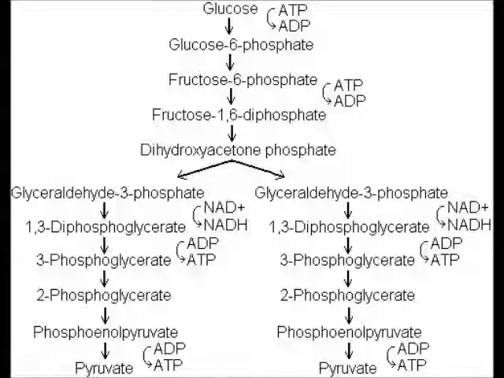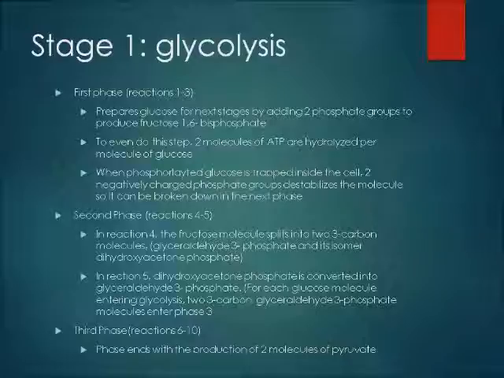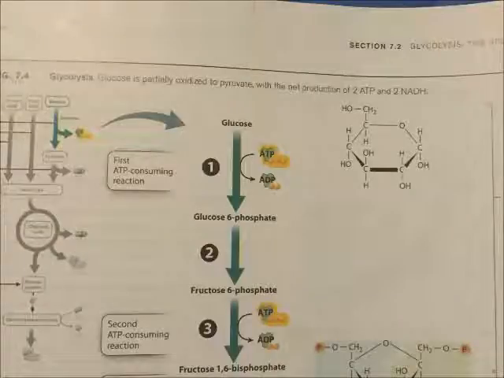In the first phase, reactions 1 to 3, it prepares glucose for next stages by adding 2 phosphate groups to produce fructose 1,6-bisphosphate. To even do this step, 2 molecules of ATP are hydrolyzed per molecule of glucose. When phosphorylated glucose is trapped inside the cell, 2 negatively charged phosphate groups destabilize the molecule, so it can be broken down in the next phase.